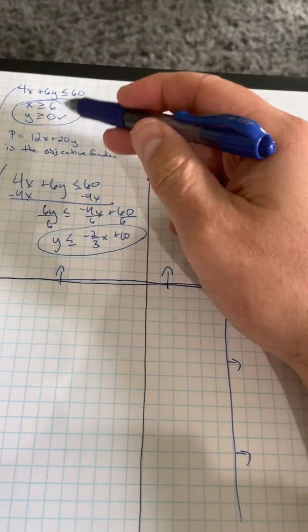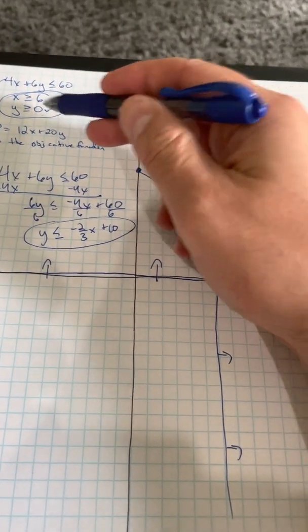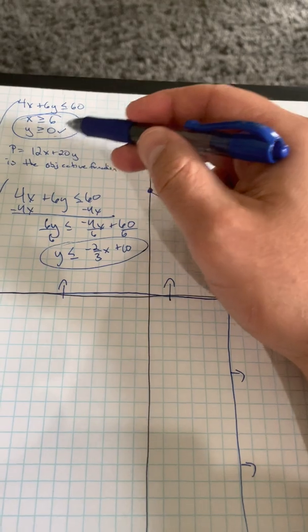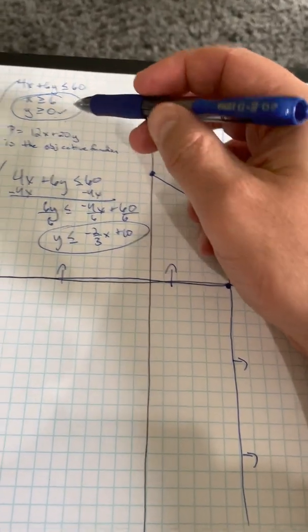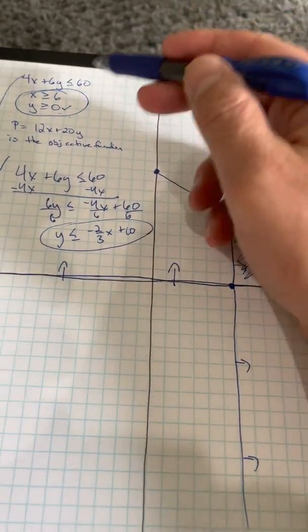But for this problem, I don't know why it's 6, but just stay with me. Those are what we call the natural constraints. Again, this should be a 0, but the problem's weird. So natural constraints are these 2 lines typically. And then this other one is just a regular inequality.